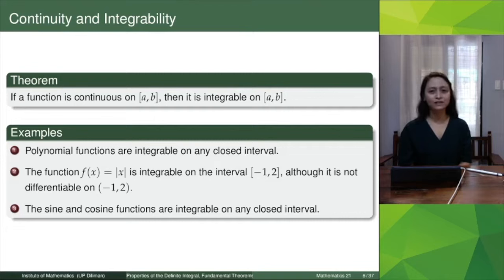The absolute value function is also continuous. Therefore, we say that absolute value of x is integrable on the closed interval negative 1 to 2. But remember, the absolute value of x is not differentiable on the open interval negative 1 to 2 because we have a corner at x equals 0. Okay? Next, the sine and cosine functions. We know that they are continuous everywhere, therefore, they are integrable on any closed interval.